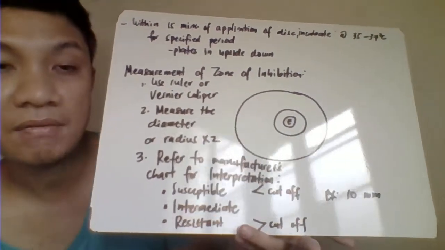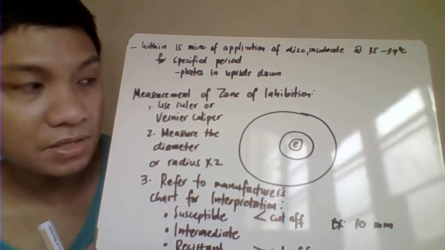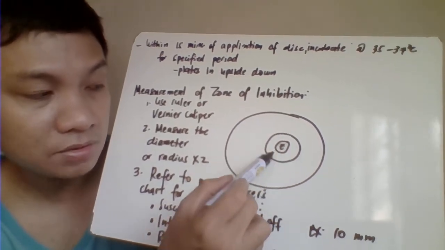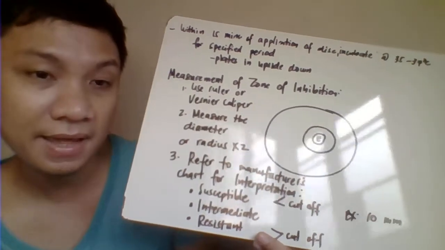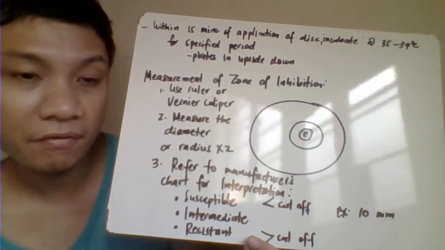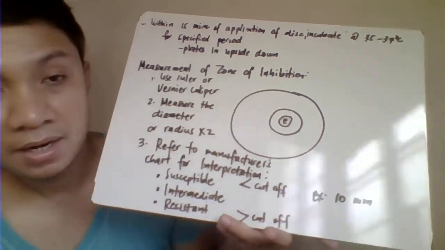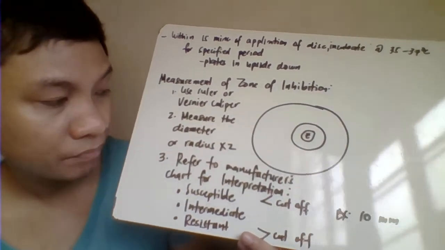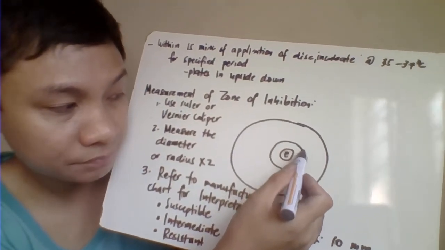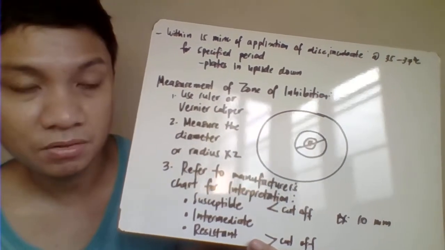The next thing, after incubation, is to measure the zone of inhibition. How are you going to measure it? For example, this is your antibiotic, and this is your zone of inhibition. The zone of inhibition is the clear area surrounding your colony. You can use a ruler or vernier caliper to measure the zone of inhibition in millimeters. That's the unit for the zone of inhibition. You can draw a line from this area to that area, and that becomes your zone of inhibition.